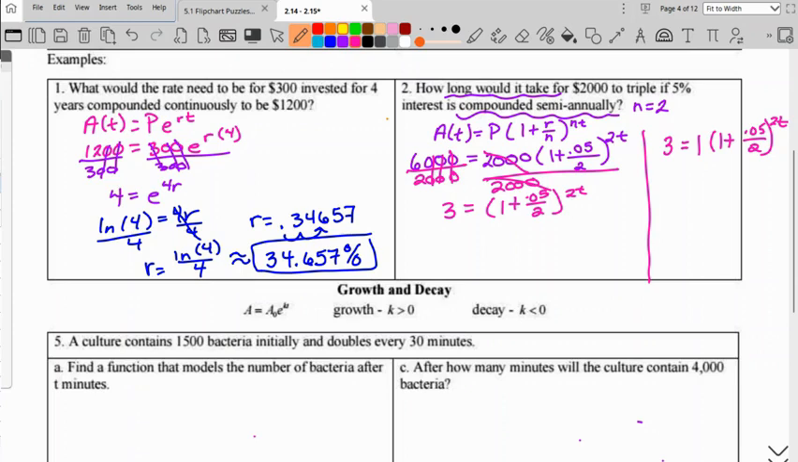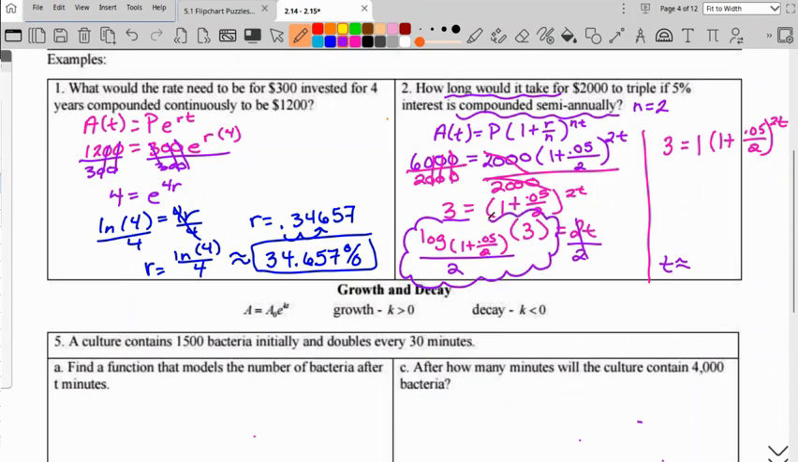So what should that look like? That should look like log base, what's my base? 1 plus 0.05 over 2, you're right, of 3 equals 2t. While we're at it, let's finish solving this by hand before we put it in the calculator, so that we'll be ready to get final answers in the calculator. I'm going to divide both sides by 2 to get t by itself. So t is approximately, and let's put that whole side in the calculator.